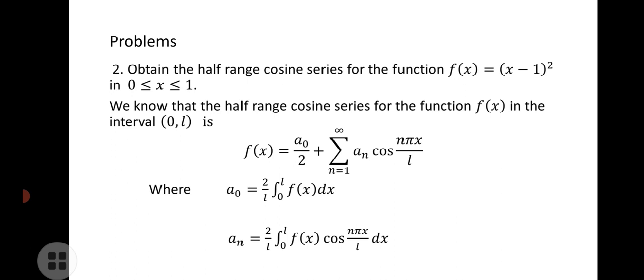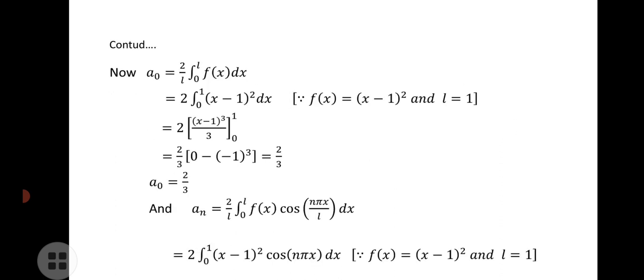If we go for the second example, which is related to the cosine series, that is f of x equal to x minus 1 whole square in between the limit 0 to L, so it means L is equal to 1, and according to that the Fourier series is this one, and a naught and an we can also define like this. For that, a naught is 2 divided by L integral 0 to 1 f of x, which is x minus 1 whole square into dx.